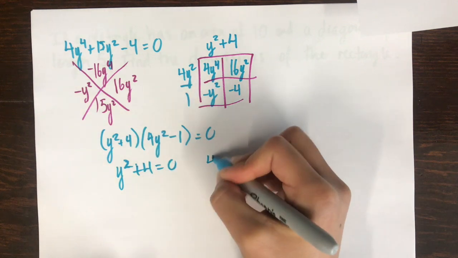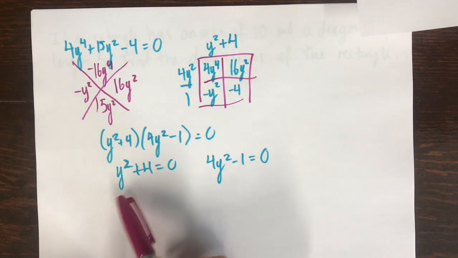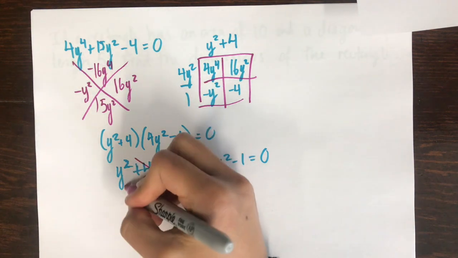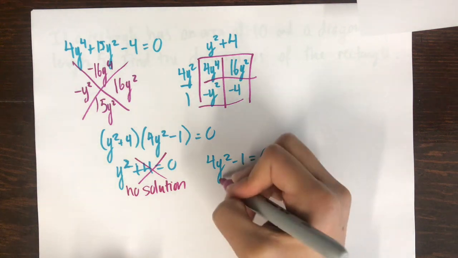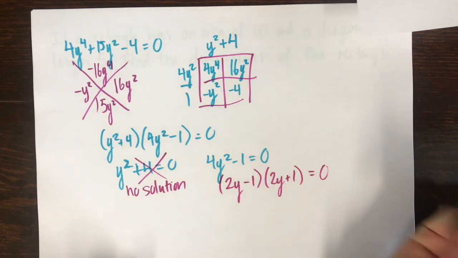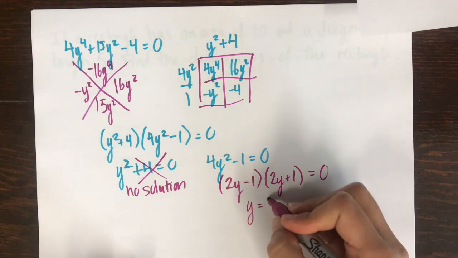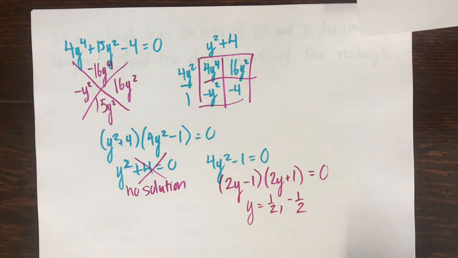is equal to 0. So y squared plus 4 is equal to 0, and 4y squared minus 1 is equal to 0. Now if I look at that first one, I realize there's no solution to that, because y squared plus 4 is always going to be positive. It can never equal 0, otherwise y squared would have to be equal to negative 4, right? And that's not possible. So I'm only going to factor the second one, which is a difference of squares. 2y minus 1, 2y plus 1 is equal to 0. Therefore y is equal to 1/2 and negative 1/2.